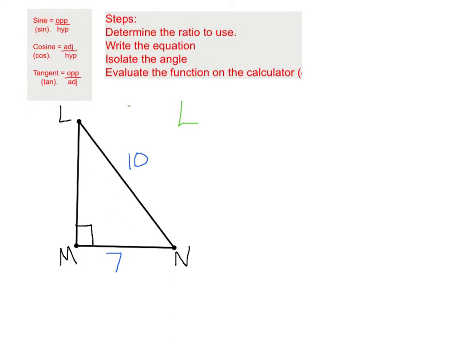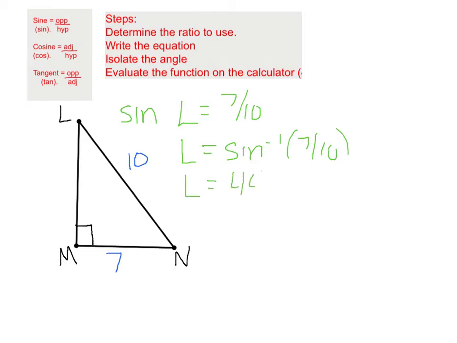So we're going to say the sine of L is equal to 7 over 10. Now we're going to do the inverse sine of both sides, inverse sine of 7 over 10, and we're just going to use our calculator to get that answer. When we do that, angle L is equal to 44.4. This is an example I used when you learn to use your calculator. So L is 44.4.